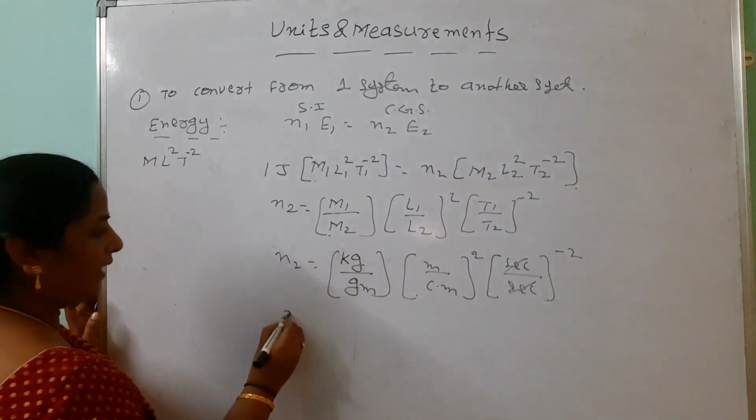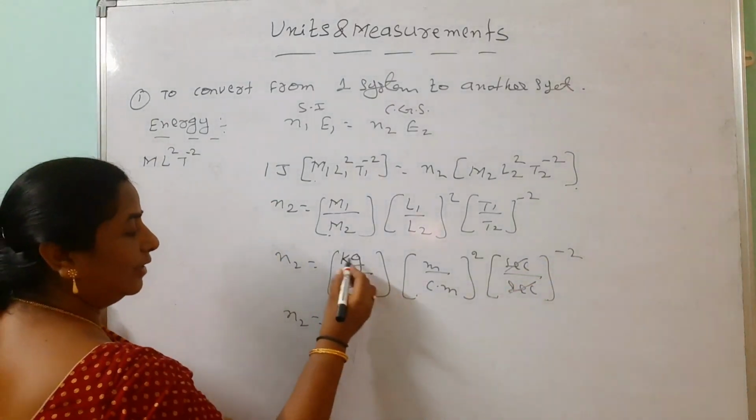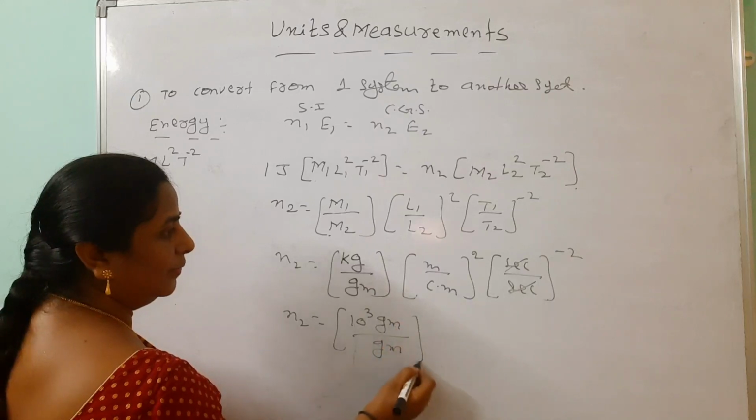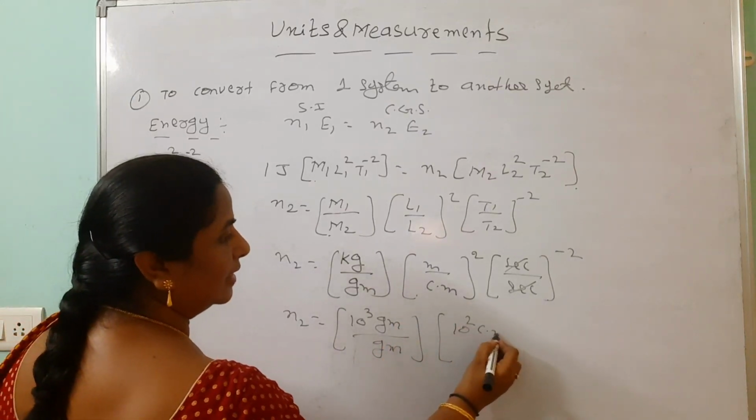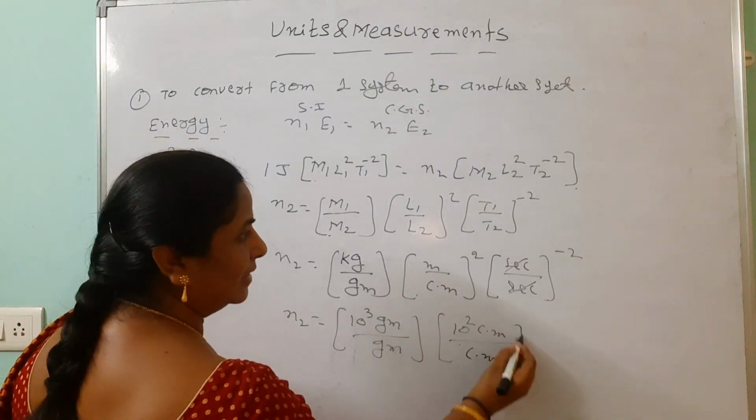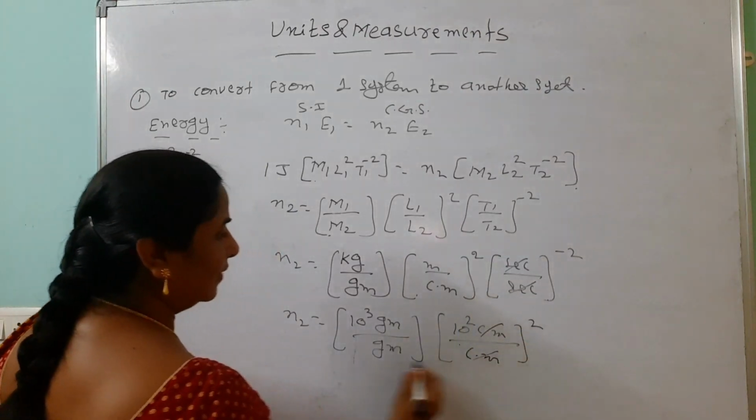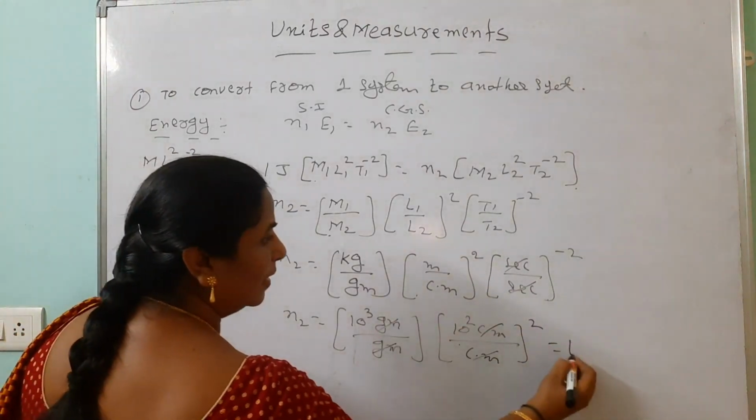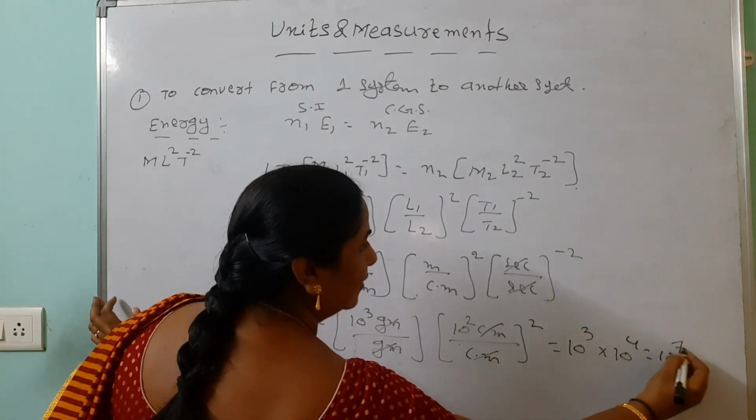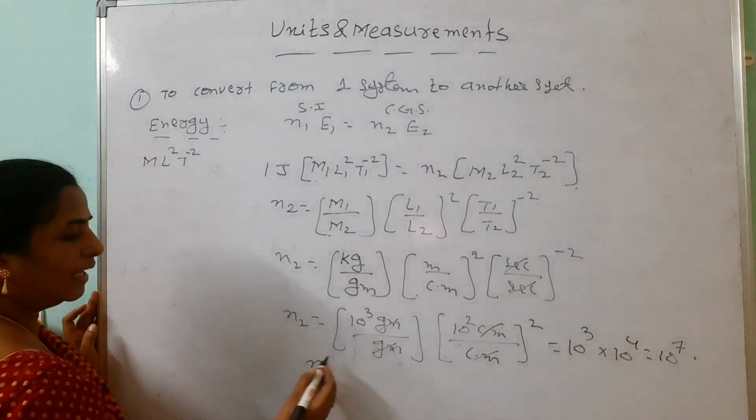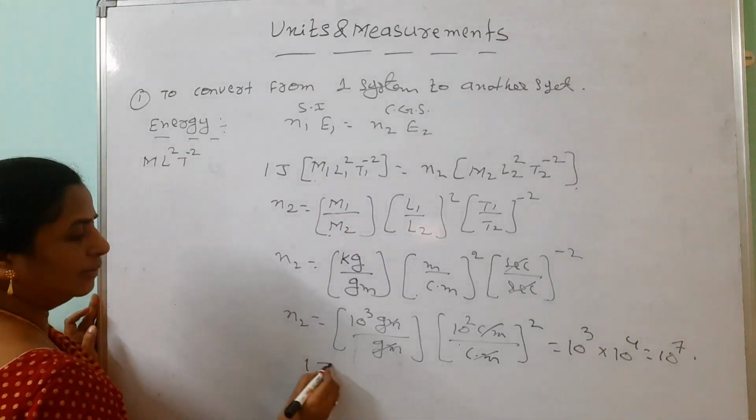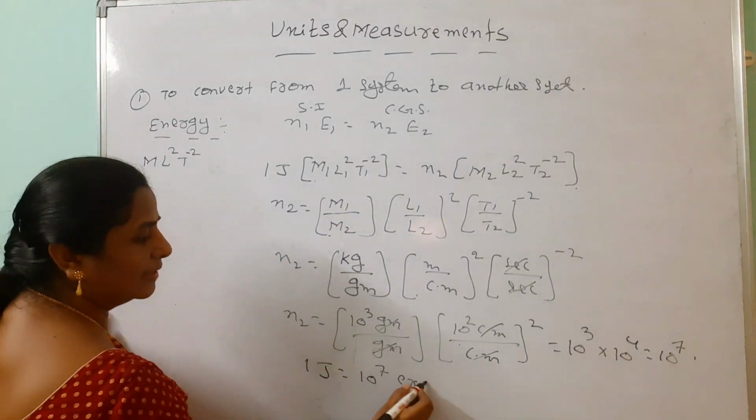Second will cancel. Then N2 equals, for kg how many grams are there? 10 to the power of 3 grams by grams into, this is 10 square centimeters. 1 meter equals 100 centimeters. We can express 10 square centimeters by centimeters whole square. Then this one cancels, this one cancels. This is how much? 10 to the power of 3 into 10 square whole square means 10 to the power of 4. We are getting 10 to the power of 7. So N2 equals 10 to the power of 7. So here you can say that now 1 joule equals 10 to the power of 7 ergs.